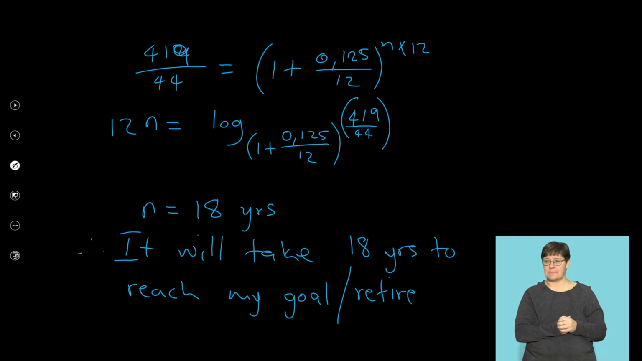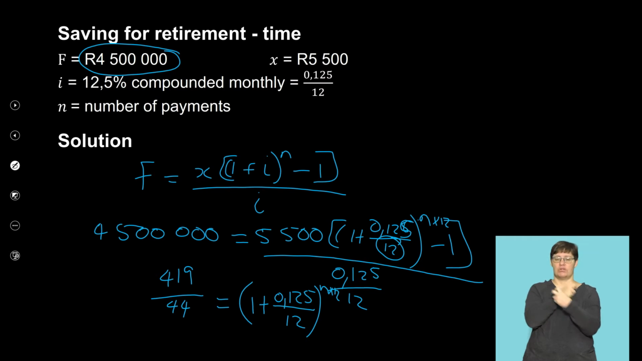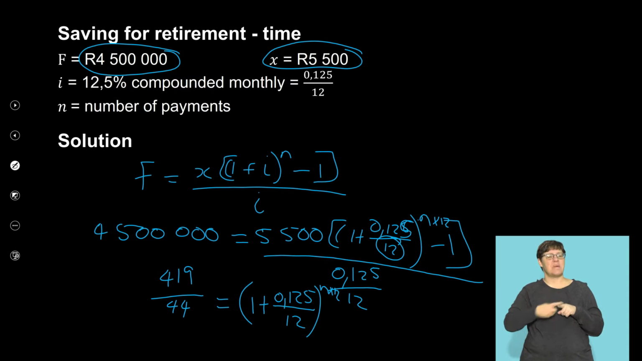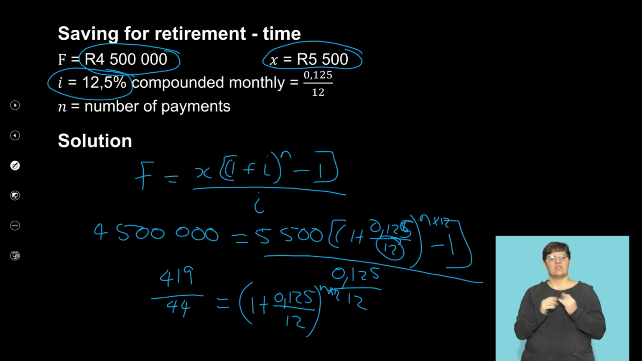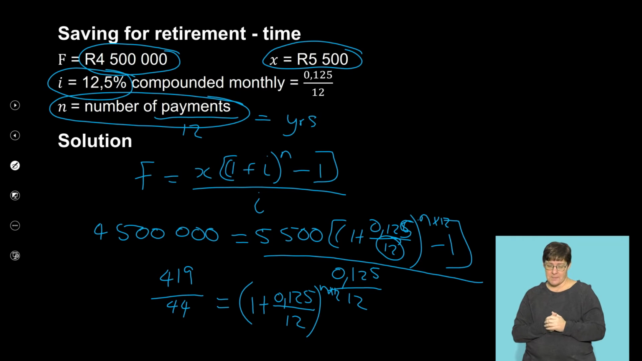So firstly, let's quickly do a recap of what we've looked at here. We knew that I wanted to retire with this amount of money, 4,500,000. I have 5,500 that I am willing to pay on a month-to-month basis. And then the bank is giving me 12.5, a financial institution, because it's not always just banks, right? And then I want to know how many years this is going to be. So firstly, it becomes the number of payments. If you divide it by 12, then it gives you the years, as I just said. So that's how you look at it.